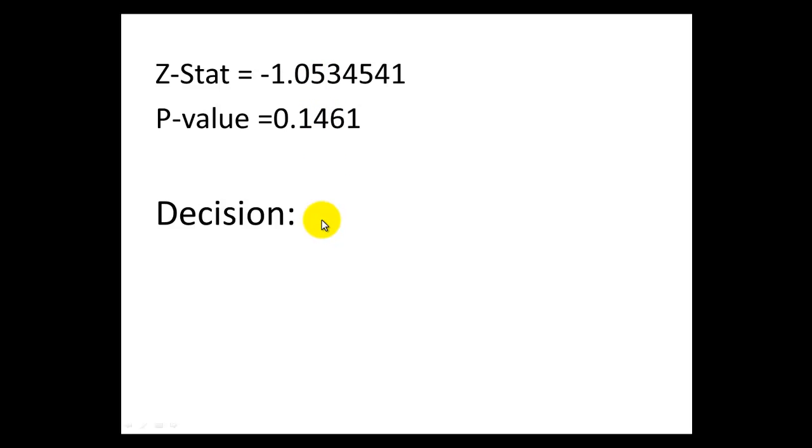Our decision. Let's put this probability value next to our significance level we were given. Our significance level was 0.01, and our probability value, or p-value for short, is 0.1461. We can clearly see that the p-value is much larger than alpha, our significance level. That's going to lead us to make what decision? If you said retain the null hypothesis, you would be right.